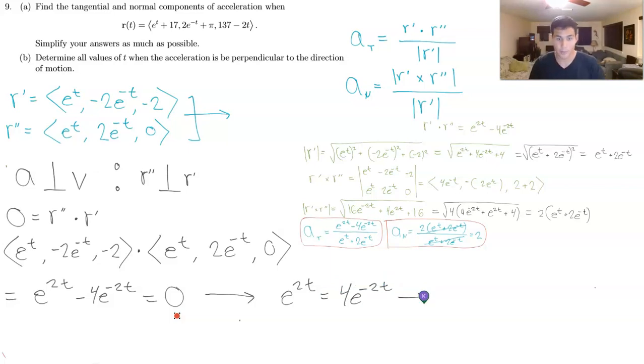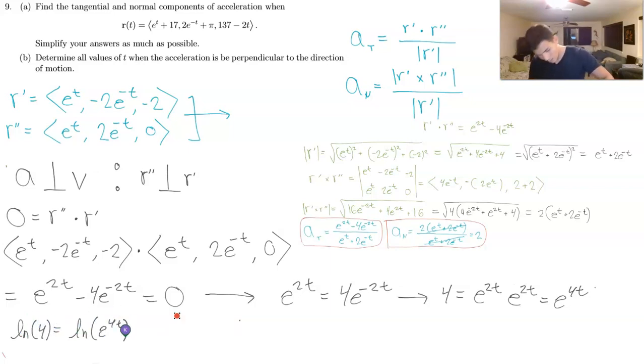Okay, now what we should do is try to isolate as much as possible. So let's just try to get 4 by itself. So 4 is equal to e to the 2t divided by e to the negative 2t, in another sense, multiplied by e to the 2t, which is e to the 4t. Okay, so now if we take the logarithm of both sides, we get ln of 4 is equal to the ln of e to the 4t. And yes, you can rewrite that as 4t itself. So in other words, t is equal to ln of 4 divided by 4. So there you go. Very nice.